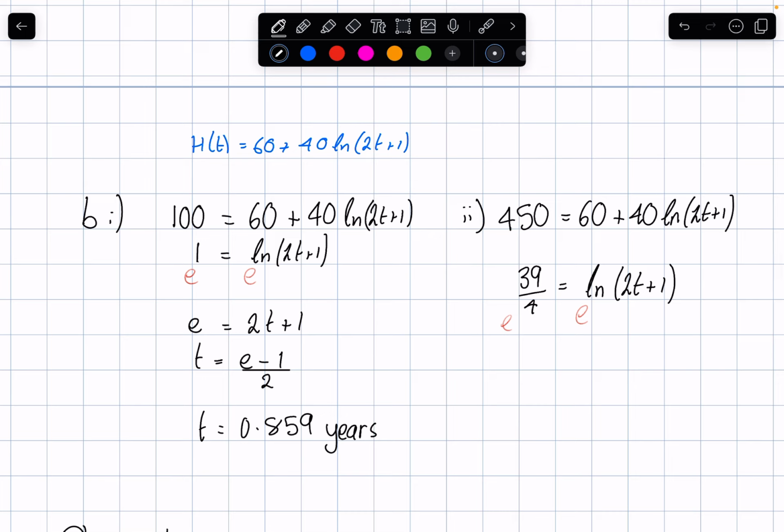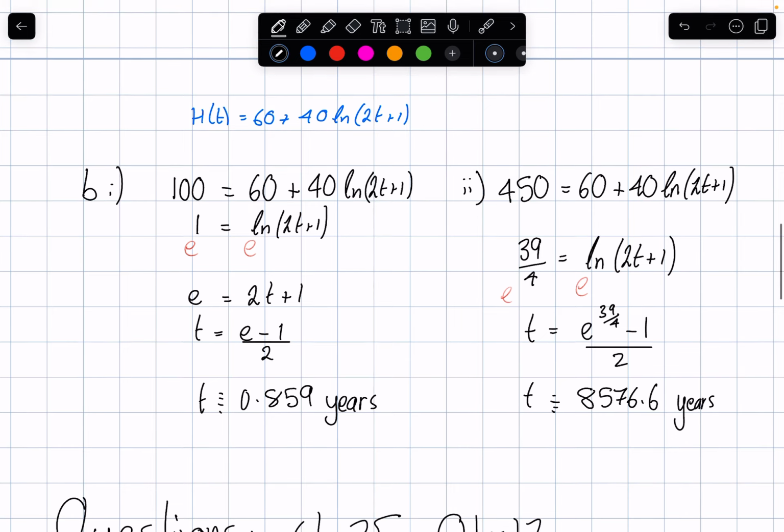So I've got t equals, I have 2t plus 1, so I'm going to subtract 1 from e to the 39 on 4, minus 1, divided by 2. So putting that into our calculator, changing that e power to be 39 over 4, we get 8,576.6 years. And they are actually both approximate values. Okay, so that's how to do it algebraically. Obviously, we can do that nice and easily on our calculator.